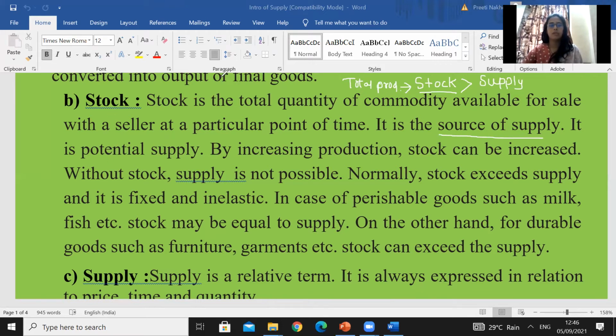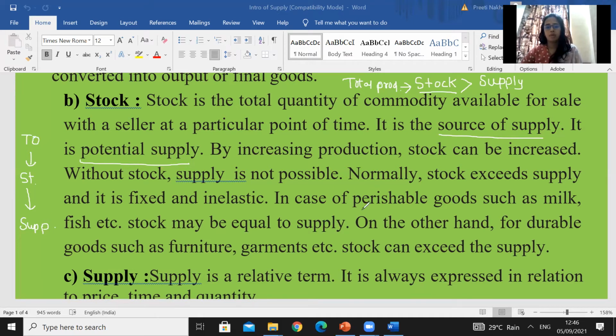It is potential supply. Potential supply means supply that will happen in the future, not actual supply. Potential means 'to be', happening in the future, because no demand has come yet. But if someone demands, then he is ready to supply. So that is potential supply, not actual supply. By increasing production, stock can be increased. Without stock, supply is not possible. If there is no stock at all, how can he supply those commodities? So total output, then we have stock, and then from stock we can supply the commodity. If total output is available, then only we can make the stock of it. If there is a stock, then only we can supply those commodities.